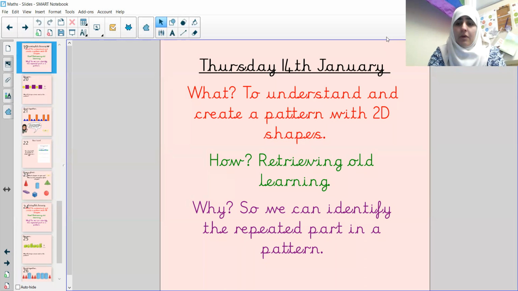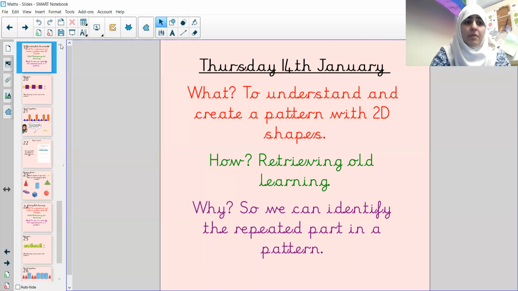Just to start our maths session, I just want to say a big thank you for all your amazing work that you have been doing in maths. It has been a little bit tricky doing shape over Zoom. However, we've been doing absolutely amazing. So give yourselves a big pat on your back, okay?